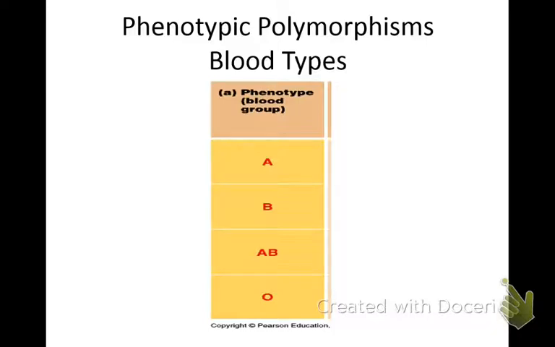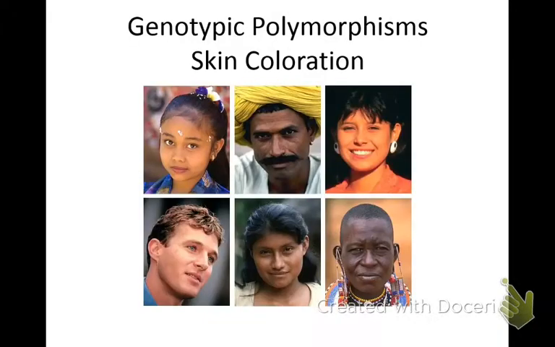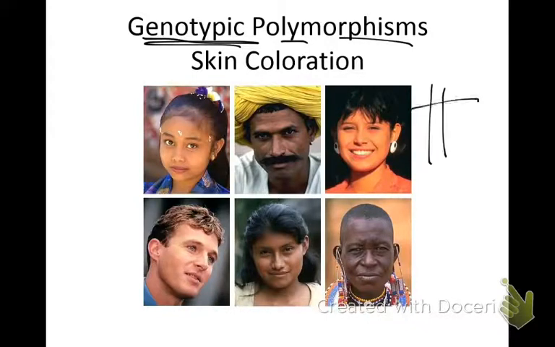Okay, now let's think about the next word. Is genotypic polymorphism. Okay, so genotype, that's your DNA. That's the sequence of DNA that you have, your genes, many forms. And so really what this is, it's all about the numbers. We all have the gene to make, for this example, melanin. But we have different numbers of that gene.